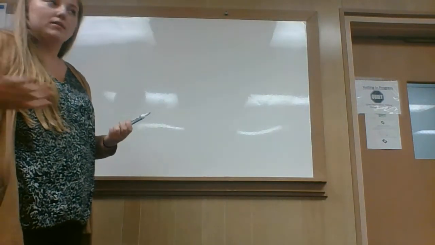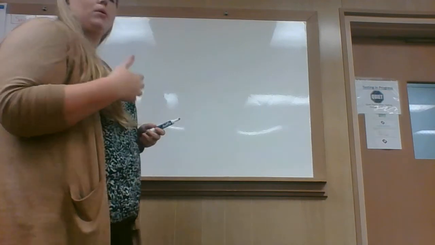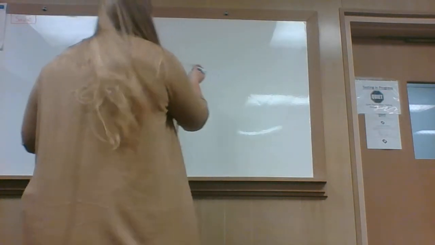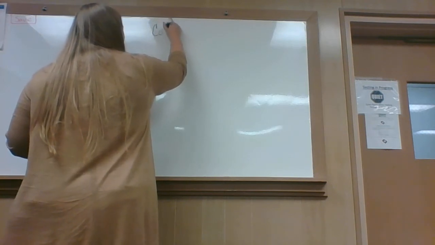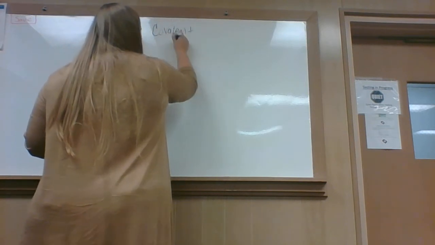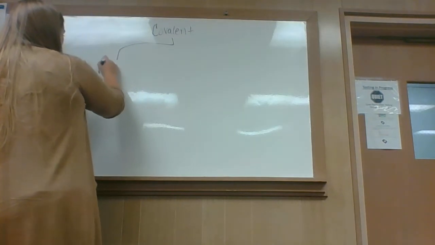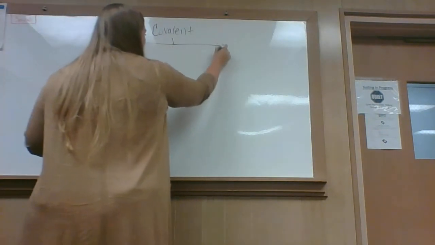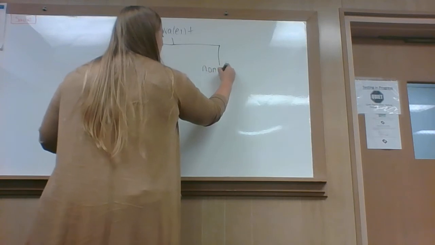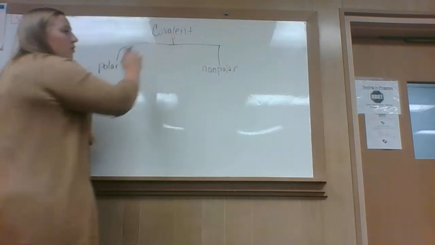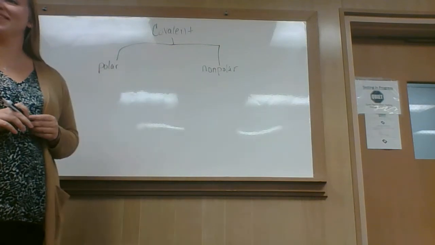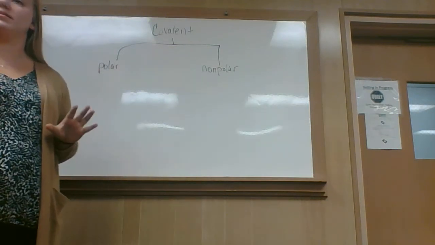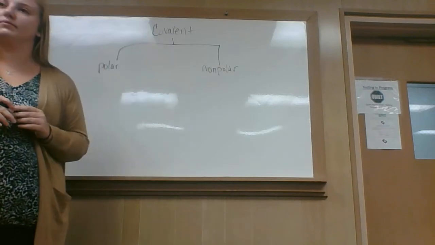Okay. So you were talking about polar and nonpolar bonds. So that's specifically talking about polar and nonpolar covalent. What type of elements are in covalent bonds? Sorry, what type of elements are in covalent bonds?